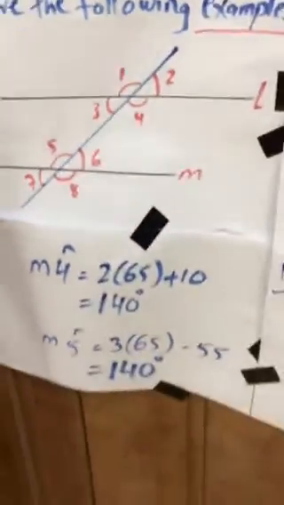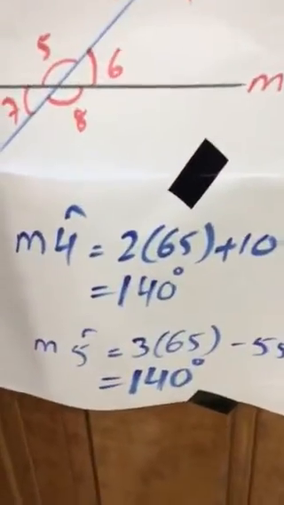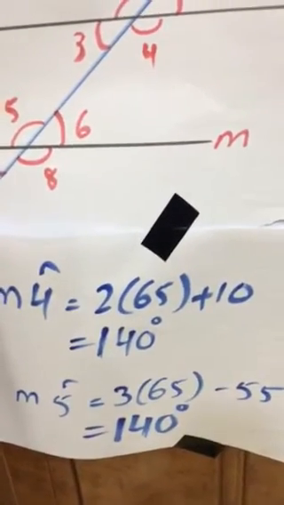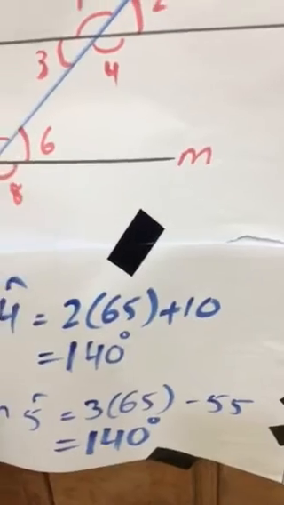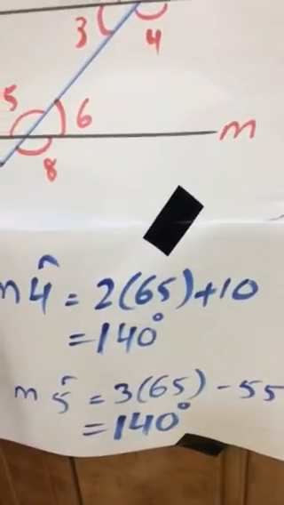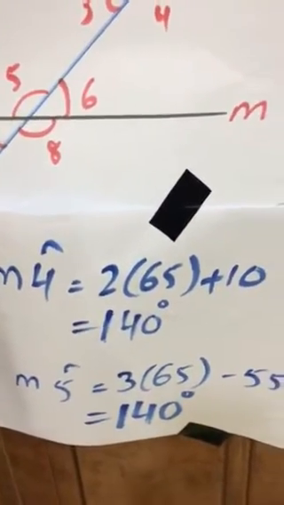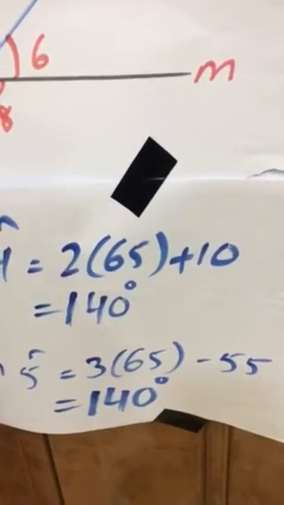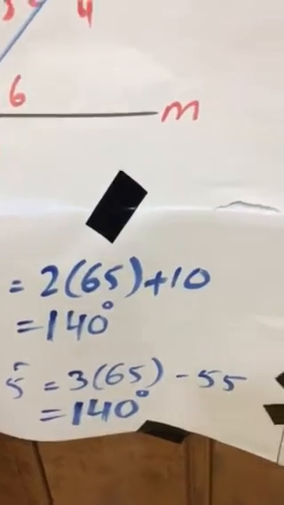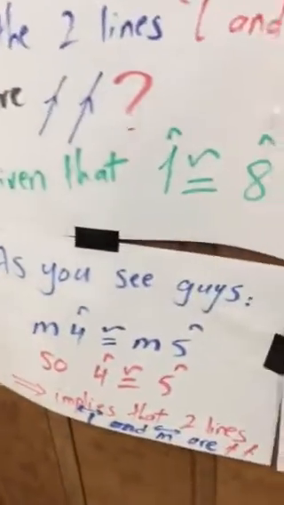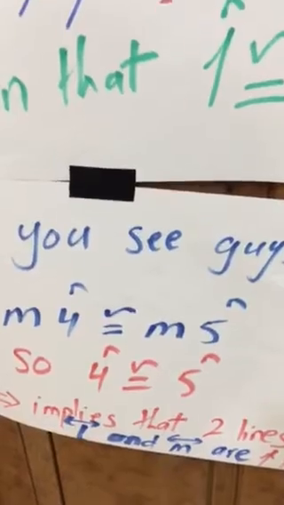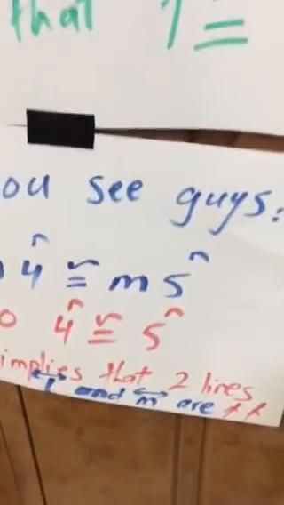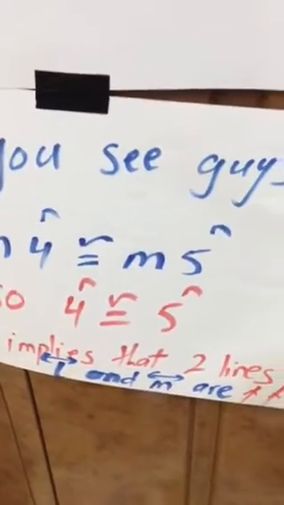Now, what we will do, we'll take this value of x and substitute it for both angles. So you will say 2 times 65 plus 10. If you do your calculations, you will get 140. And the measure of angle 5 is 3 times 65 minus 55. Again, you will find the same value, 140, 140. That means the measures are equal, they are congruent. So angle 4 and angle 5 are congruent. In this case, we will prove that L and M are parallel.